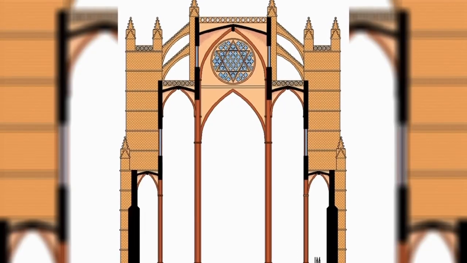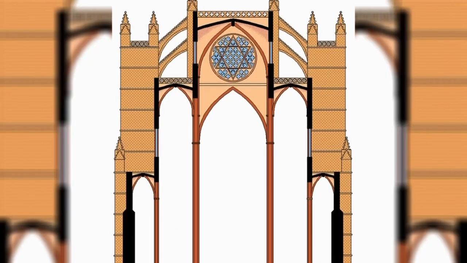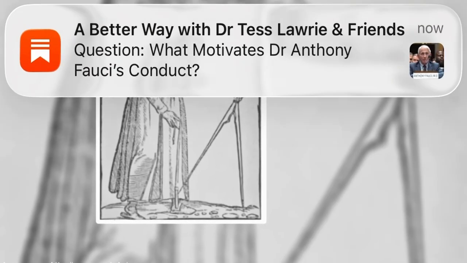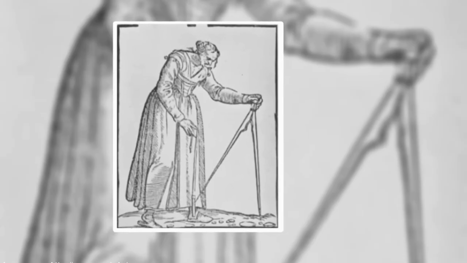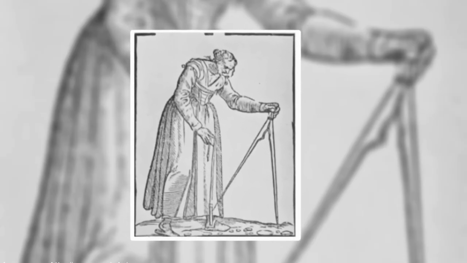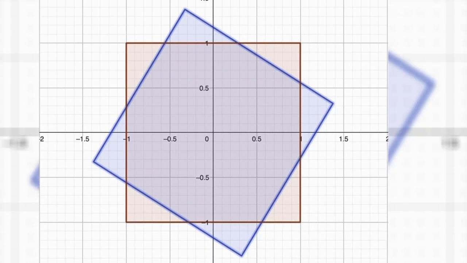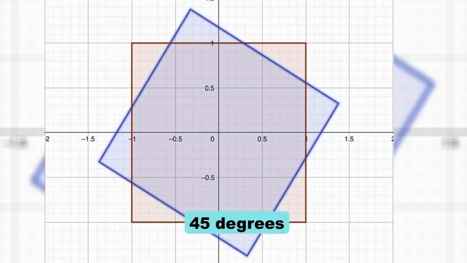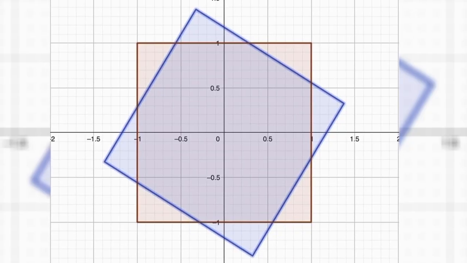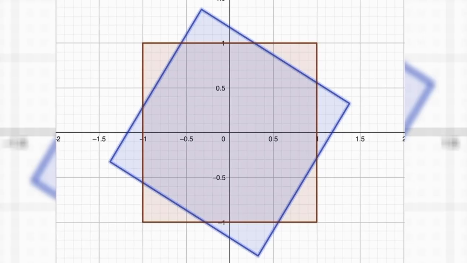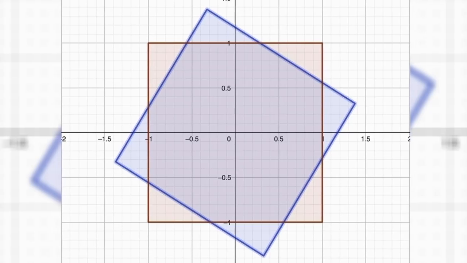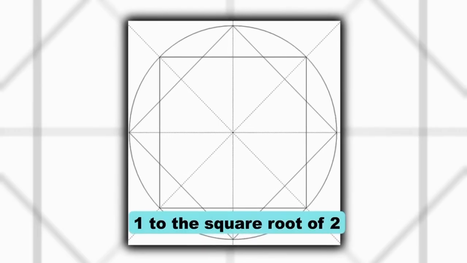The method was called ad quadratum. The master mason laid out a base square with a rope, a peg, and a pair of compasses. To generate the next proportional module, he rotated the square 45 degrees and inscribed a new square whose sides ran through the midpoints of the first. The ratio between those two squares is 1 to the square root of 2.